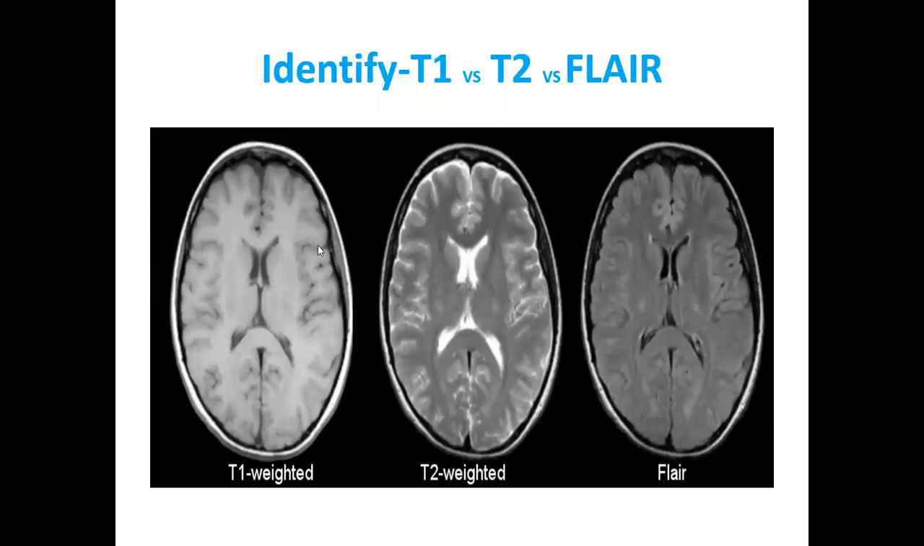Let's identify T1 versus T2 versus FLAIR. T1: CSF black, white matter inside looks white, gray matter outside looks gray. T2 is the flip side of T1, where CSF looks white. And in FLAIR, you can see oozing of the fluid, called ventricular ooze. So if CSF is black, it is T1; CSF white, it is T2; and oozing of the CSF identifies the T2 FLAIR.